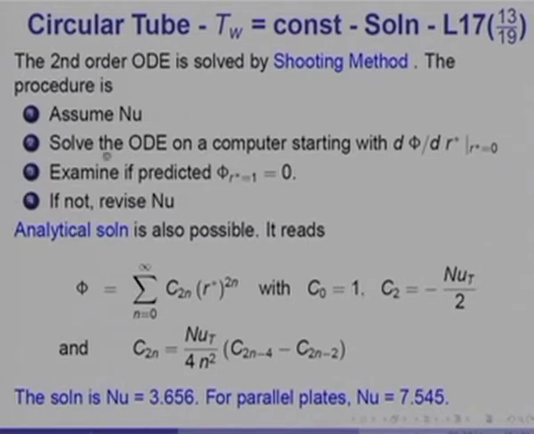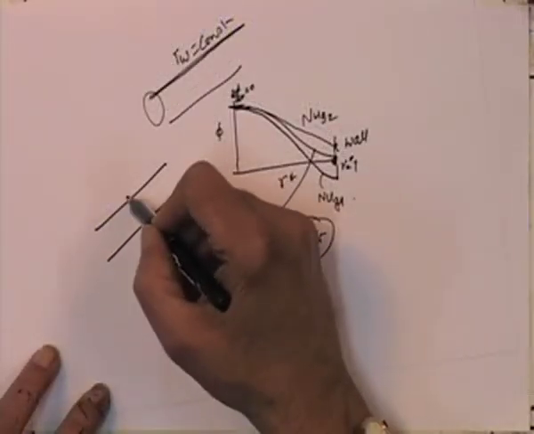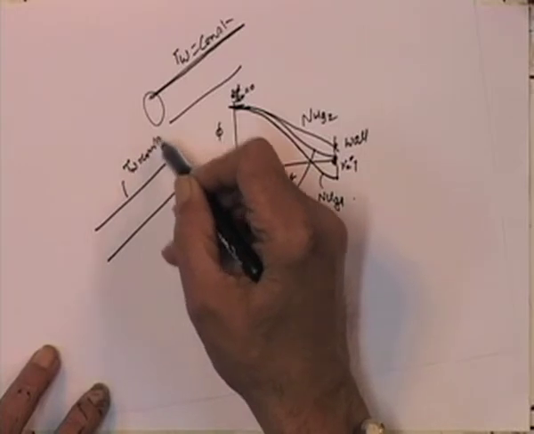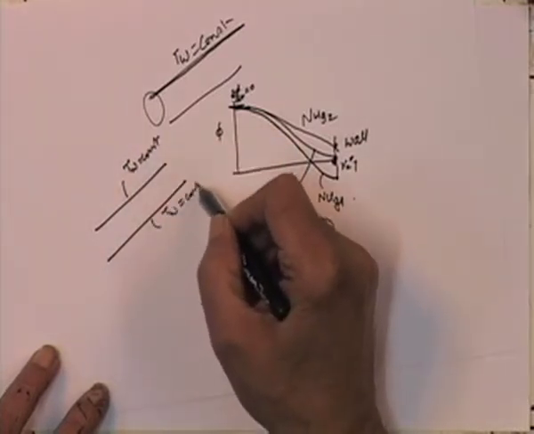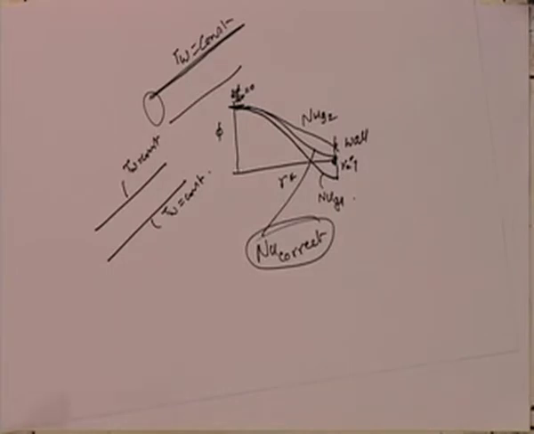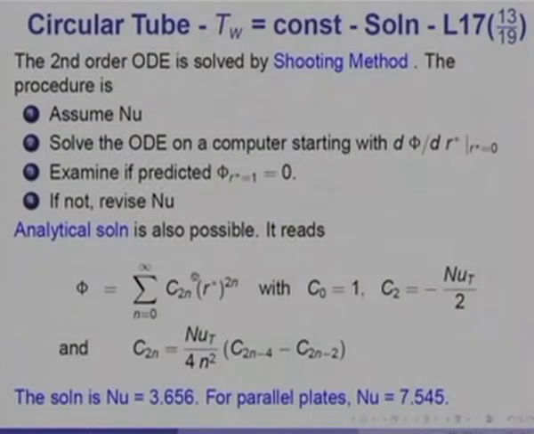It is also possible to solve this equation analytically in a series form, and the solution has been given here. And again, the value of Nu_T works out to be 3.656. If I were to do this same problem for flow between parallel plates with T wall equal to constant on both sides, then the Nusselt number that I would develop is 7.545, but that I leave you as an exercise to be done.